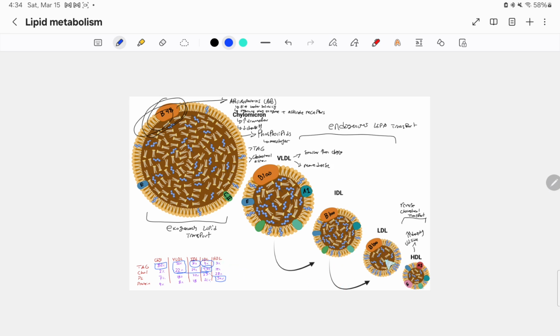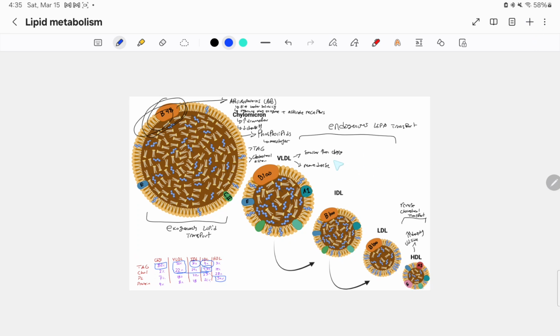Okay? At that point, the composition of cholesterol relative to the entire size of this particle is now more than it was before. It's 47%. That's why these two ratios are changing between the TAG and the cholesterol.